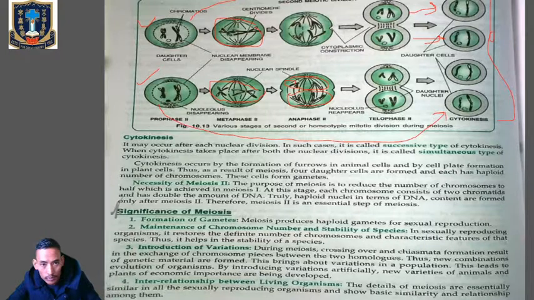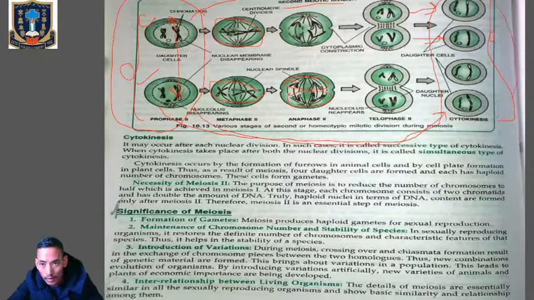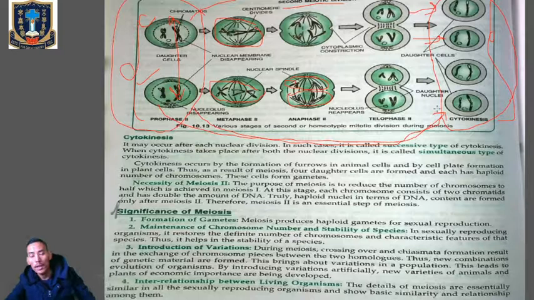So listen very carefully: these 2 daughter cells are the product of the first meiotic cell division, and they have entered the second meiotic division. From these 2 daughter cells, how many daughter cells are formed? 4 haploid daughter cells. So at the end of meiosis there will be formation of 4 haploid daughter cells.